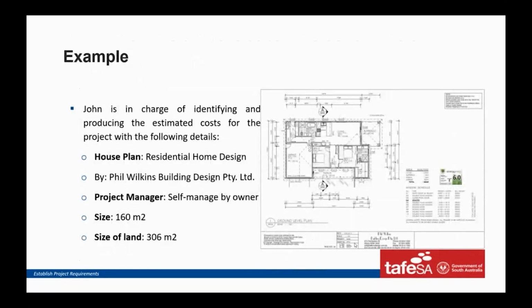All right. Now here's a picture ahead of time of the job that you will be actually estimating, and this was actually drawn by Phil Wilkins Building Design, and it's a 160 square meter home, and the size of the land is 306 meters squared. This is a subdividing issue. The large block, they've split it in two, and this home is at one side. So John's in charge of identifying and producing the estimated costs for a project with the following details.